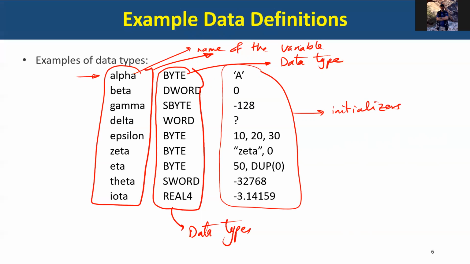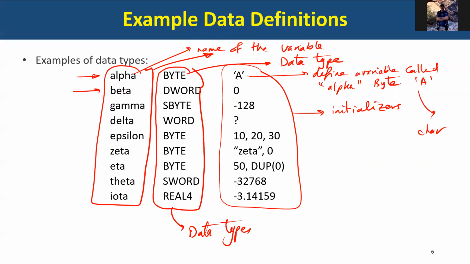So let's take them one by one. Alpha, byte, 8. So here you are defining a variable called alpha of type byte, or 8 bits, and you give it an initial value, which is 8. So it's like a char character in C++. So you might put a character as initial value. It doesn't have to be a number.